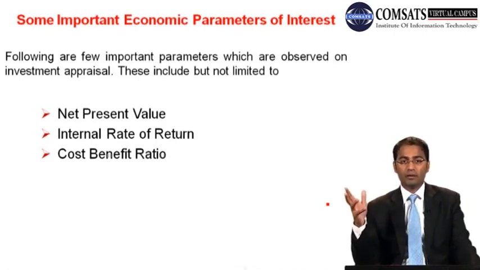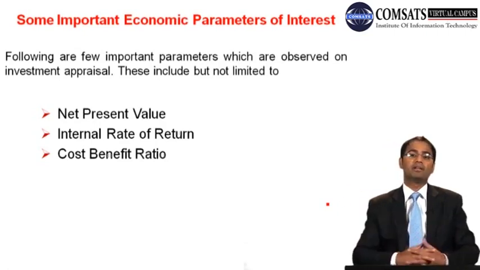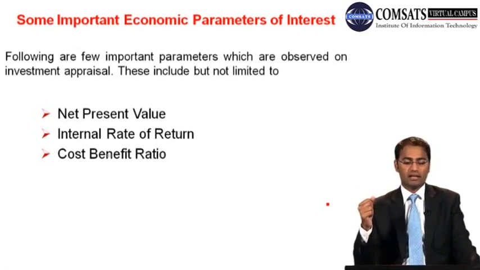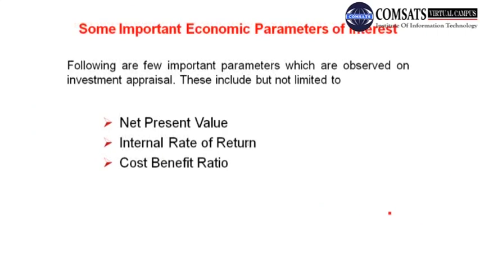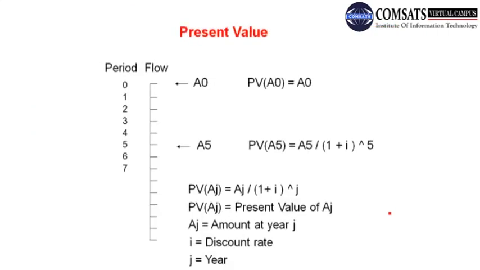There are a few parameters which are very largely used on complex projects for investment appraisal or project appraisal, and these include but are not limited to net present value, internal rate of return, cost benefit ratio, which some people call benefit cost ratio, BCR, and other things like payback period, discount rate, and cash flow analysis. All these things will be discussed in this lecture. So we start with the present value concept.